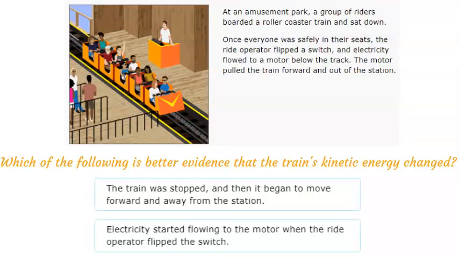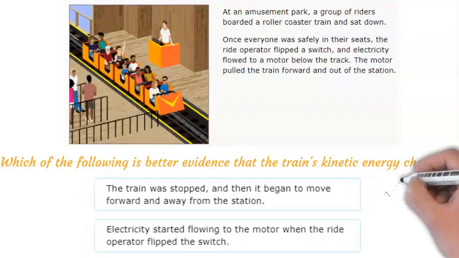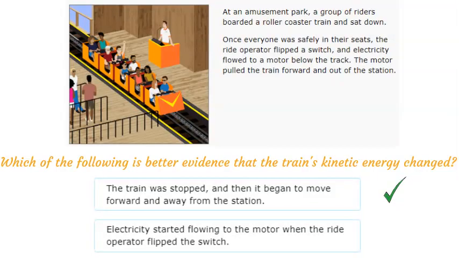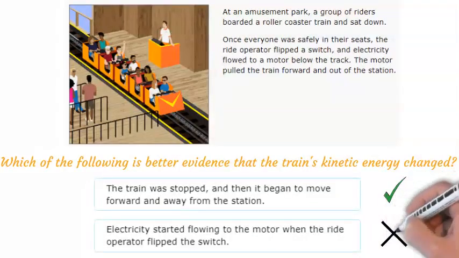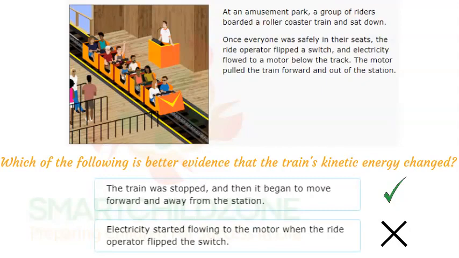The kinetic energy of an object depends on the object's speed. So a change in the train's speed is evidence of a change in the train's kinetic energy. This statement shows that the speed of the train changed. This statement does not show that the speed of the train changed.